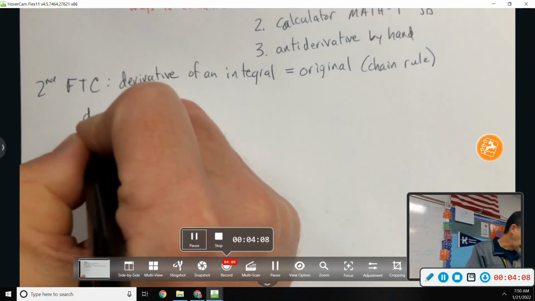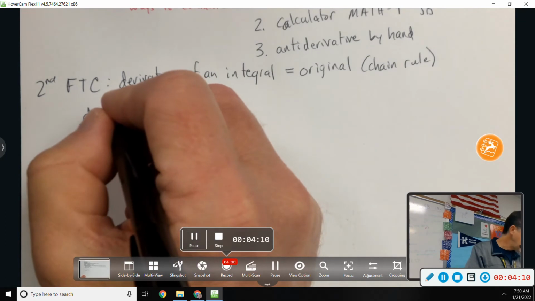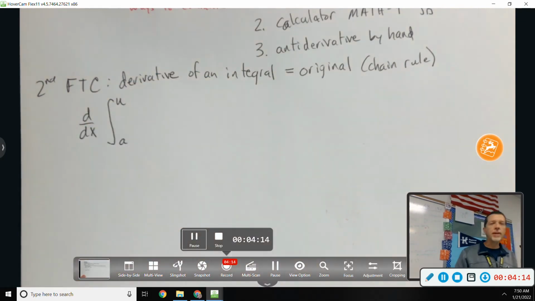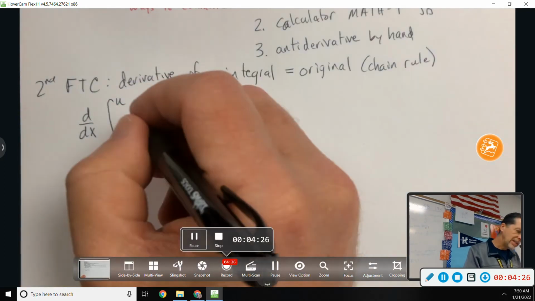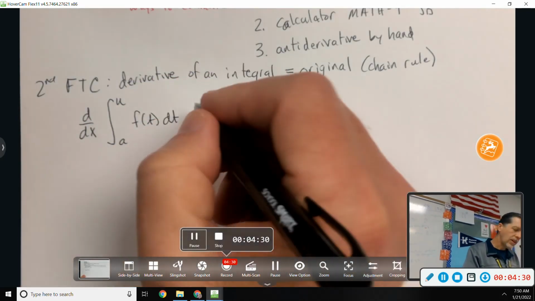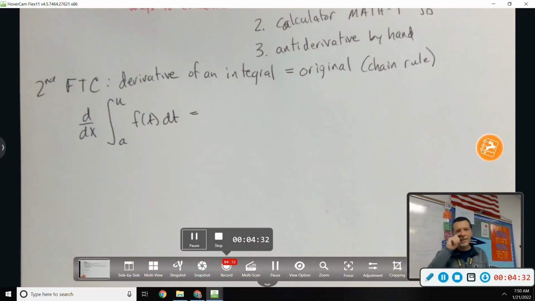So let's set it up. d dx of the integral from a to u, and by the way, a is a constant and u could be some function of x, of f of t dt. Got all kinds of variables flying around in here.